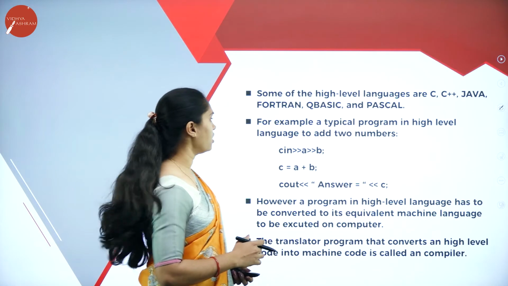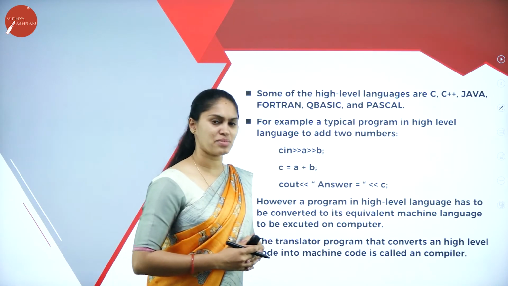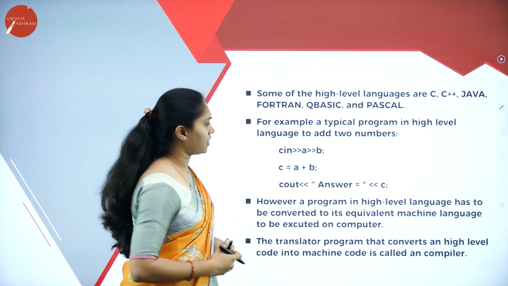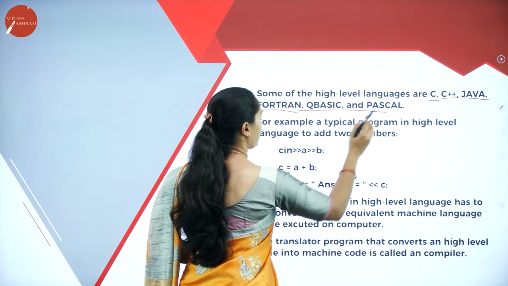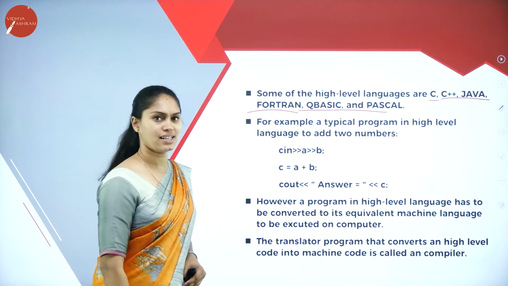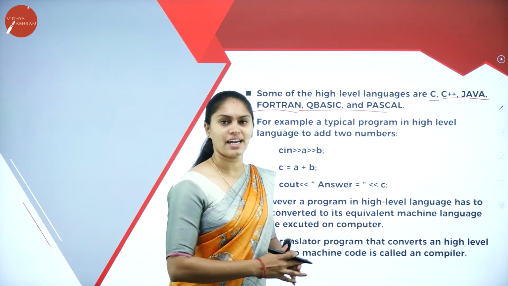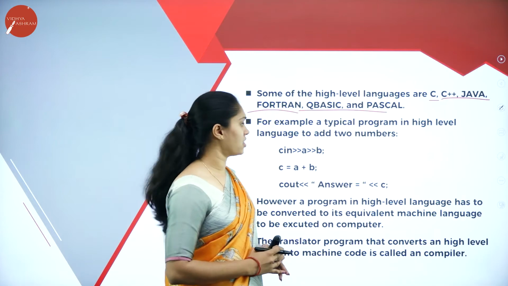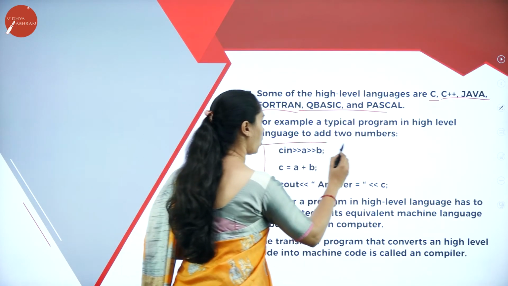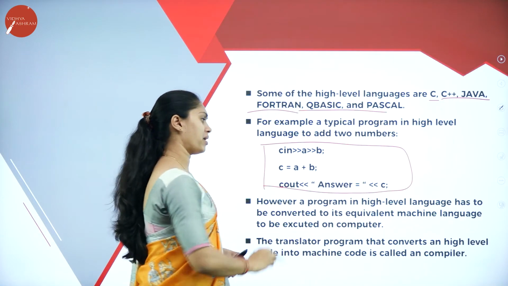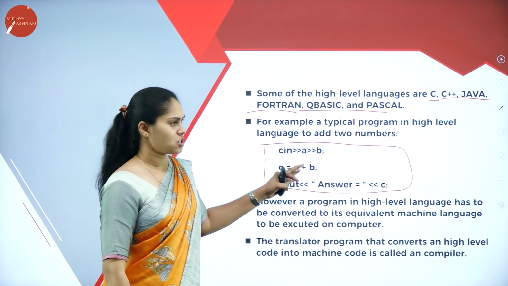Here, which are the languages that come under higher level languages? That includes C, C++, Java, Fortran, QBasic and Pascal. These are the languages which come under higher level programming languages. Then here I have an example to help you understand how we add two numbers using the programming language C++.